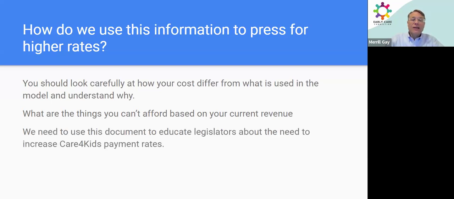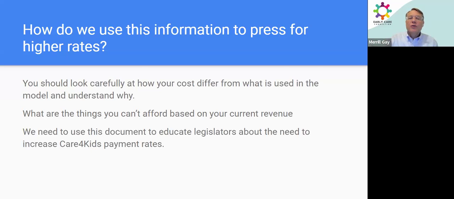So finally, we need to use this document and the information that you learn about how your program compares to the model to educate legislators about the need to increase Care for Kids payment rates. I've already started talking to some of the Eastern Connecticut legislators about the fact that you are a childcare desert here. There isn't enough care. And here's the reason why. Care for Kids is paying $151 a week less than it actually costs to provide care here. We need to fix this.